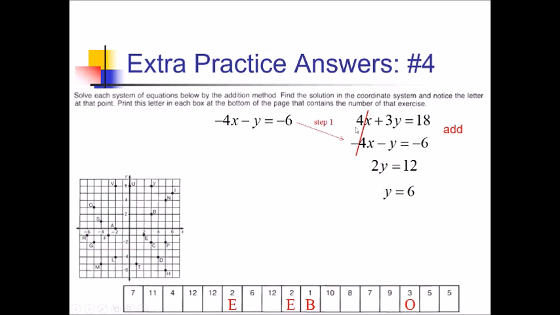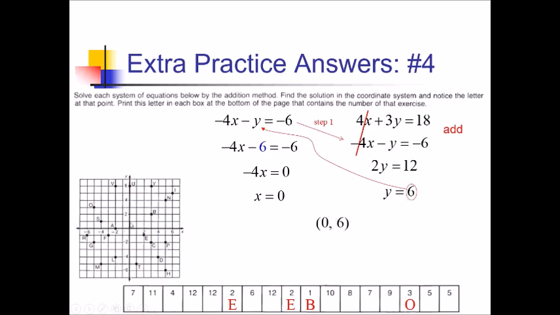Now if I plug that back in over here, it's as good a place as any. I've got negative 4x minus 6 equals negative 6. If I add this 6 to both sides, negative 6 plus 6 is going to zero out that right side. And now if I divide both sides by negative 4, 0 divided by negative 4 gives me x equals, well, 0. So that's going to be the answer 0, 6.